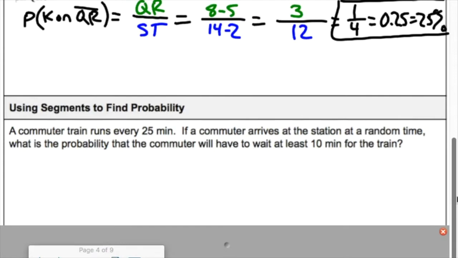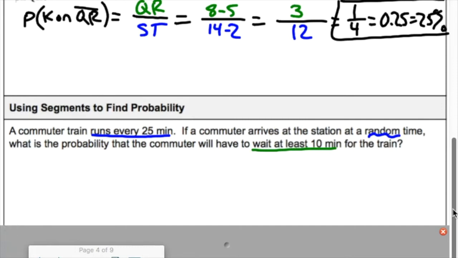Similar problem here, and then I'm going to have us switch videos for the second piece of paper, the second piece of the notes. So these are all the number line types of probability problems. This one says: a commuter train runs every 25 minutes. So every 25 minutes a train leaves. If a commuter arrives at a random time, we want to know what's the probability we'll have to wait at least 10 minutes for the train.